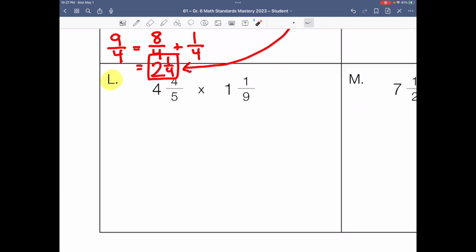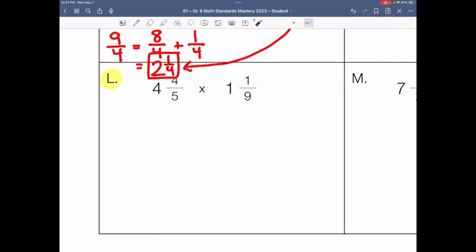Last one, let's go ahead and do box L together. So first, let's convert this mixed number into an improper fraction. 4 times 5 equals 20. 20 plus 4 more equals 24. 24 what? 24 fifths, since we're working with fifths.